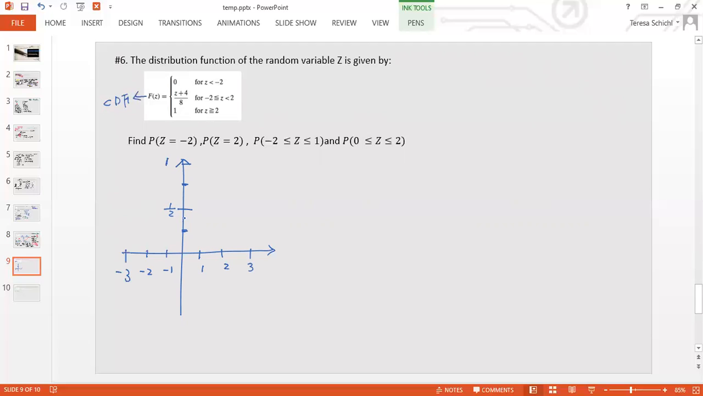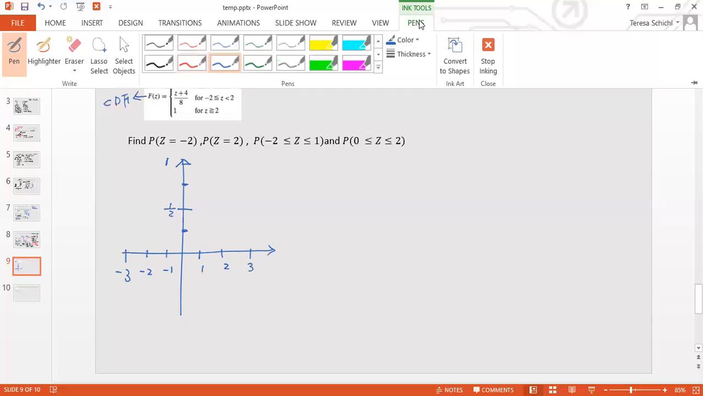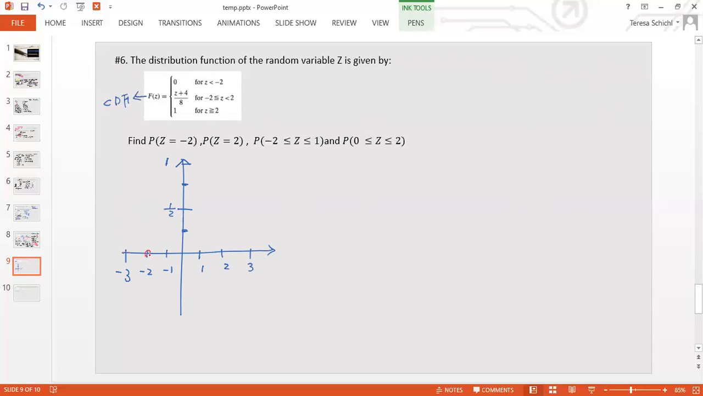Okay, so F of z is equal to 0 when z is less than negative 2. That means you go this way here. Because it's zeros here, we don't care. Okay, now let's take a look here. So between negative 2 and 2, let's see what happens here.